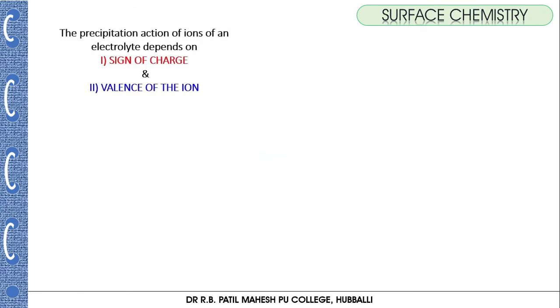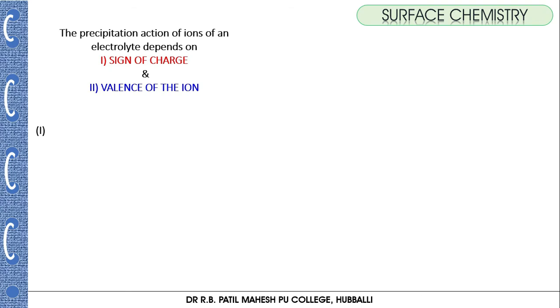The precipitation action of the ions on addition of electrolyte, students, depends on two things. One is the sign of the charge, whether they carry positive charge or negative charge. The second one is the valency of the ion. Valency of the ion here indicates whether they carry plus 1, plus 2, plus 3 or minus 1, minus 2, minus 3, like that.